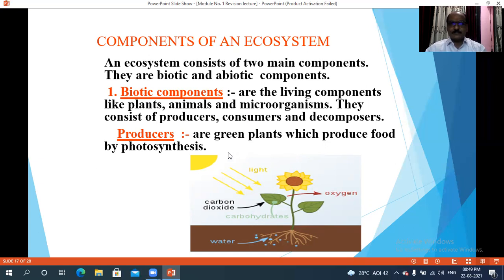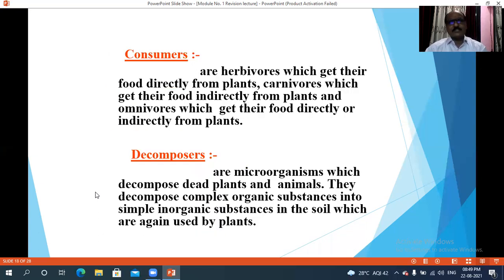First, about producers. Green plants are the producers in the biotic component of an ecosystem. They produce their food with the help of environmental factors, and the process involved in producing food is called the photosynthesis process. You see in this picture the photosynthesis process. For photosynthesis, it requires sunlight, carbon dioxide from the atmosphere, and water from the roots of the green plant. With the help of these factors, the green plant produces food and emits oxygen into the atmosphere.